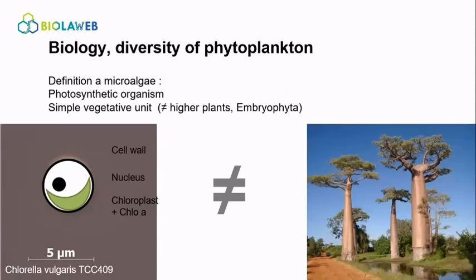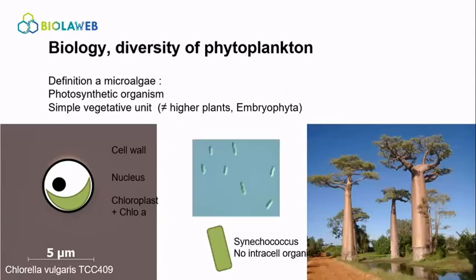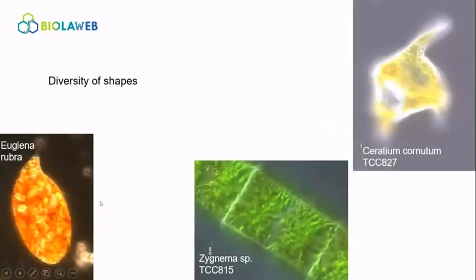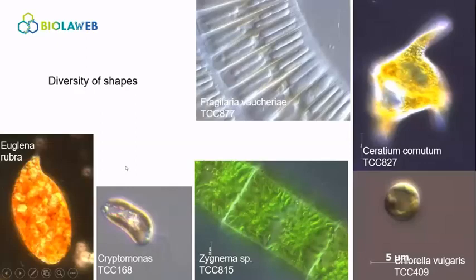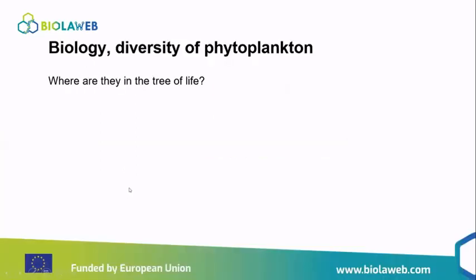These are very basic definitions, but I think I can skip. Just to say these are very simple organisms, and even simpler when you consider cyanobacteria and compare them to higher plants. So there is a huge diversity of shapes, as you can see here.